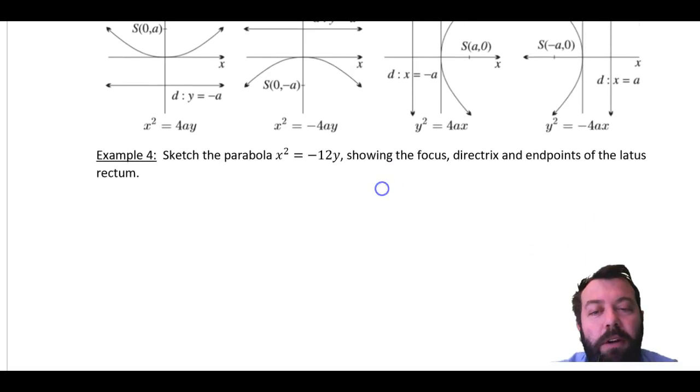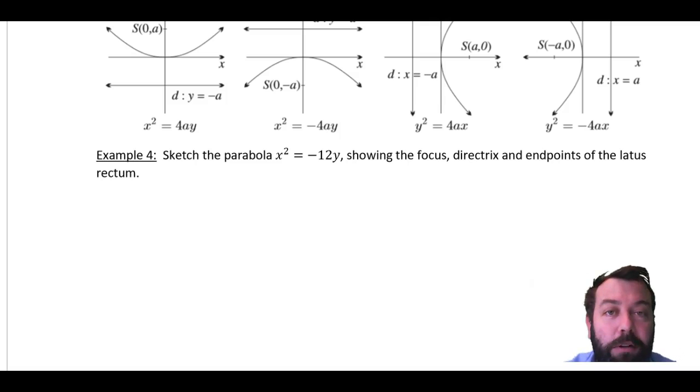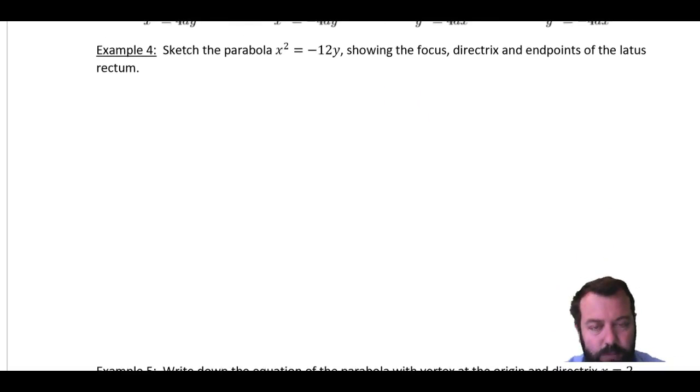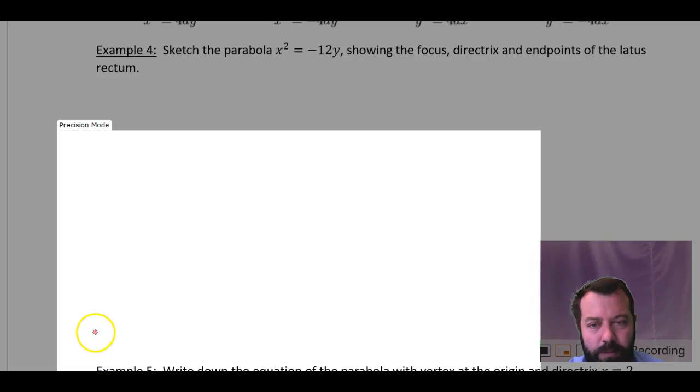So example 4 here asks us to sketch the parabola x squared equals -12y. That's going to be concave down. It's of the form x squared equals negative something y, so concave down, showing the focus, directrix, and endpoints of the latus rectum. So let's get to drawing this. My sketches recently have been less than perfect. We'll have a go.